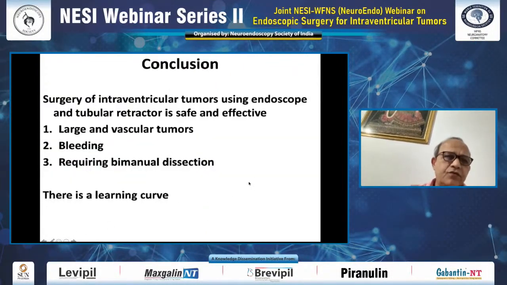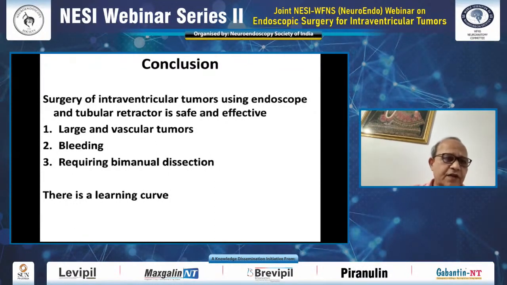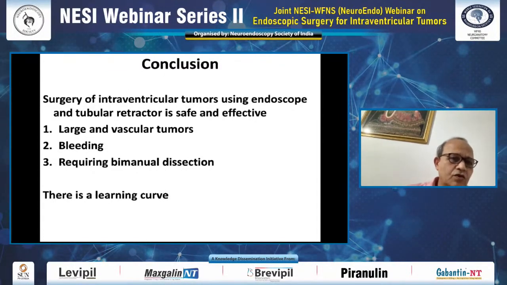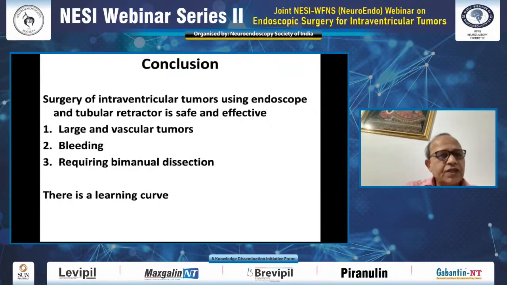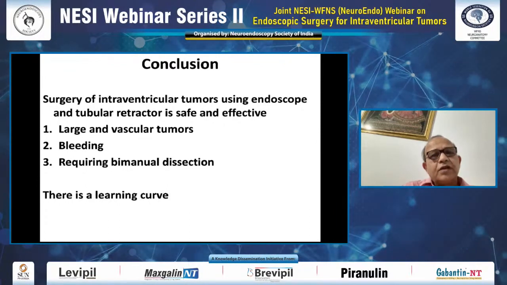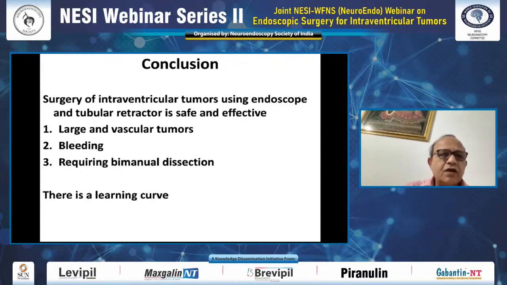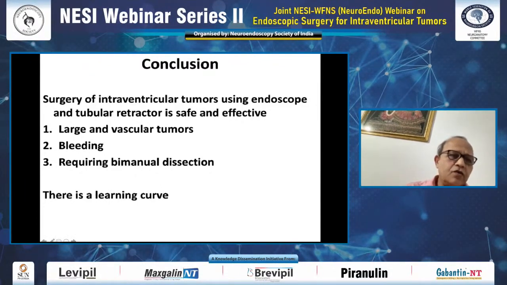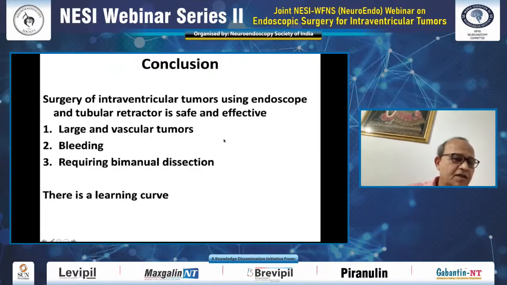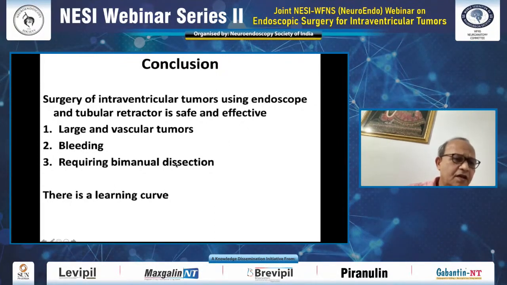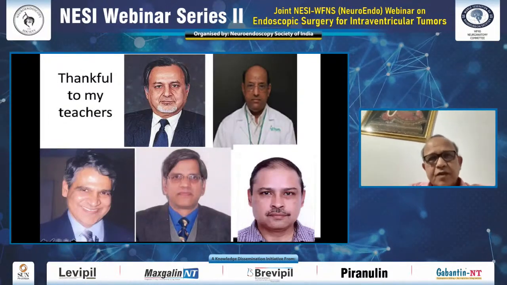To conclude, surgery for intraventricular tumor using an endoscope and tubular retractor is safe and effective. Large and vascular lesions also can be treated when you use a tubular retractor. Obviously, using a channel endoscopic surgery, you can use this for smaller lesions, but when there is a large lesion, then you can use a tubular retractor and endoscope. Bleeding can be controlled, and bimanual dissection is also easy. Obviously, there is some learning curve. Thank you very much.